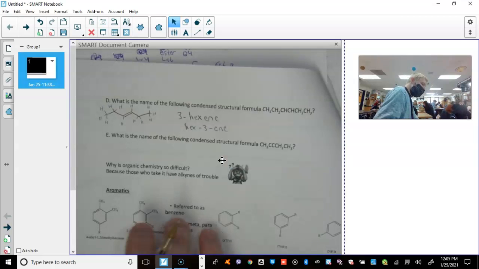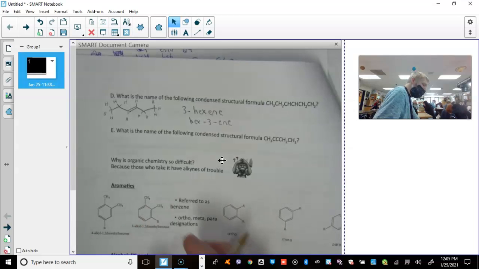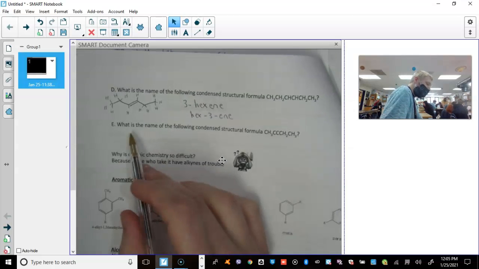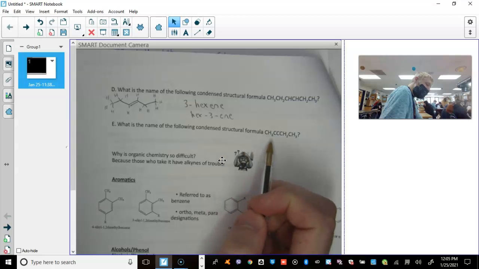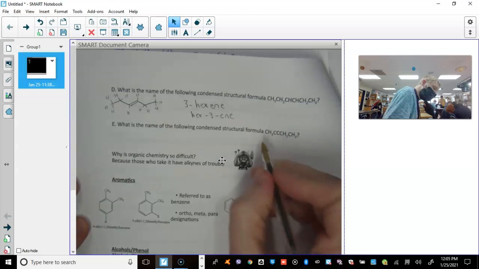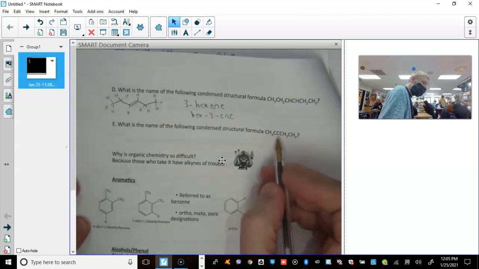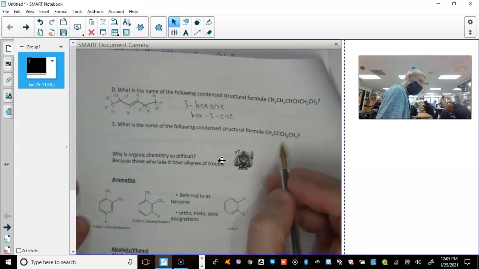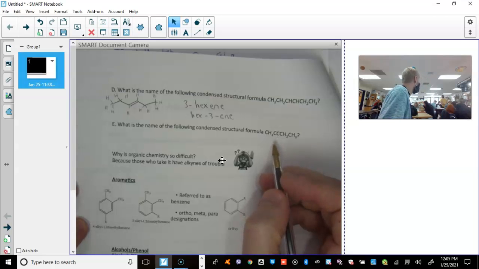All right, so that one's not too bad. That's kind of something that would pop up on the quiz or in the IB. What is the name of the following condensed structural formula? All right, this looks like it's more in the right place here. We got 1, 2, 3, 4, 5. Since there's no alkyl group hanging off, and there's a carbon without any H's, it would suggest a triple bond.